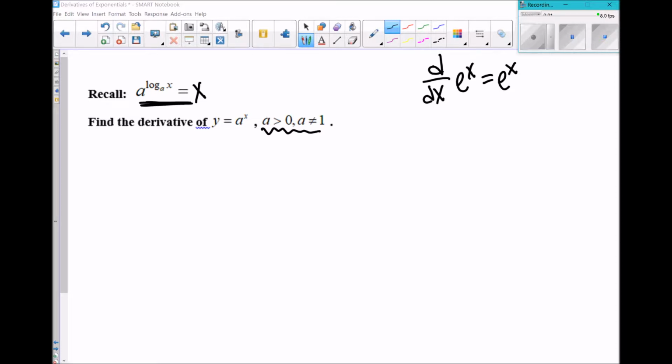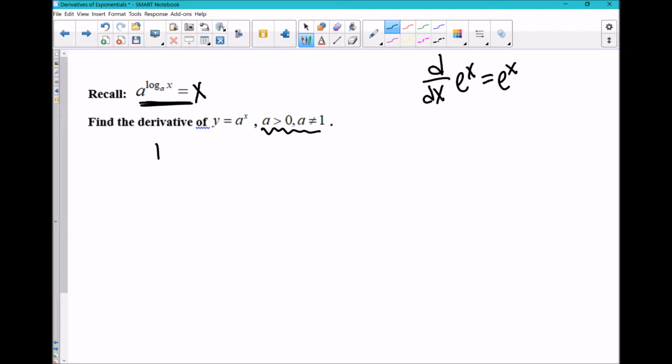Okay, so instead of us using the limit definition, we can actually just use the chain rule here. So we're going to start with y equals a to the x, and we're going to find the derivative of a to the x. And so like I said, what we want to do is rewrite this in terms of e to the x, and so we're going to use the fact that a to the log base a of x is just x. Okay, so we're going to rewrite this as e to the natural log of a to the x. Okay. So that is the same as this.